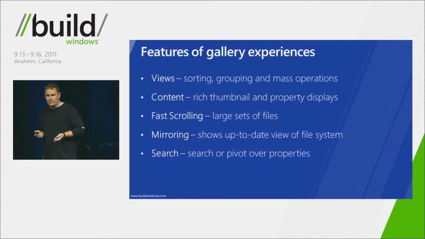So there are 5 core features of gallery experiences when you break them down. The first is views, and this is all about sorting, grouping, and mass editing. And you saw that earlier. It's this rich display with literally thousands of files. The second part, which feeds into that view, is rich thumbnails and property display.